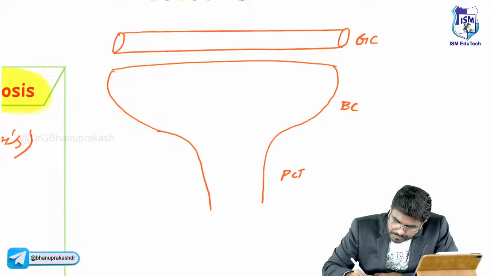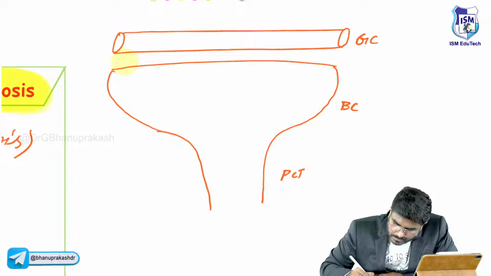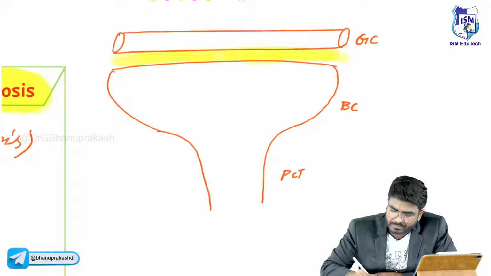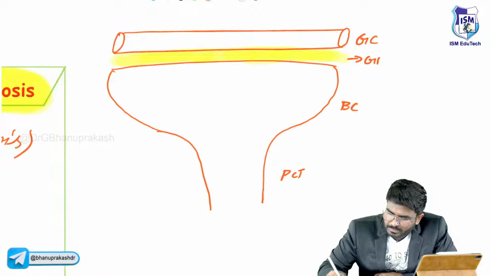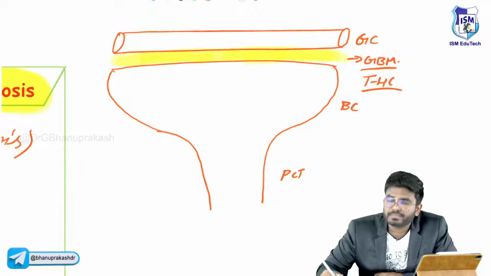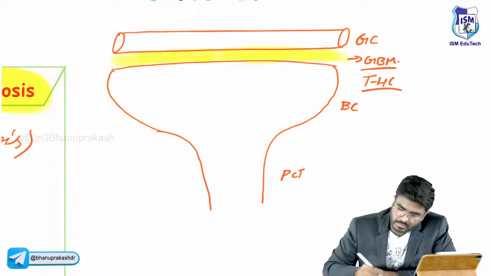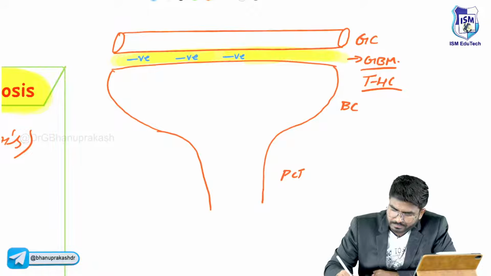Now, in this area, which membrane is going to be there? Glomerular basement membrane, GBM, made up of type 4 collagen. Now, important point, sir. This glomerular basement membrane has a negative charge.